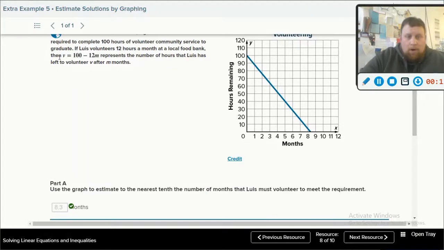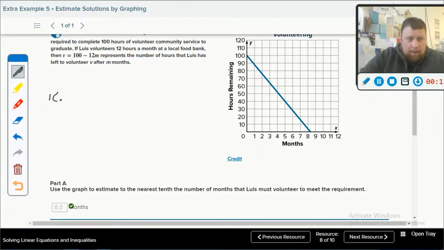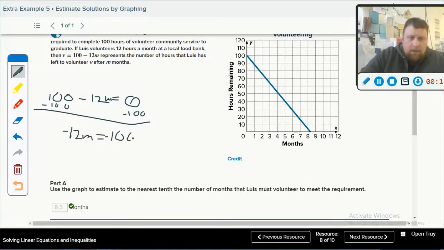Okay, so I want to know when this is going to equal 0. If I want to know when V equals 0, right, then I'm going to have 100 minus 12M. I'm going to set it equal to 0 instead of V because I want V to be 0. I forgot my M. So I need to subtract 100 from both sides. Minus 100. And I get the negative 12M equals negative 100. This is good. It's going to turn out to be positive. Watch. Divide both sides by negative 12.